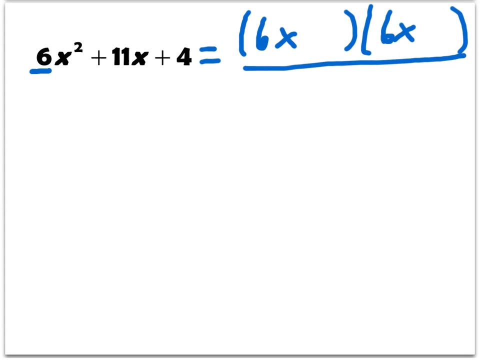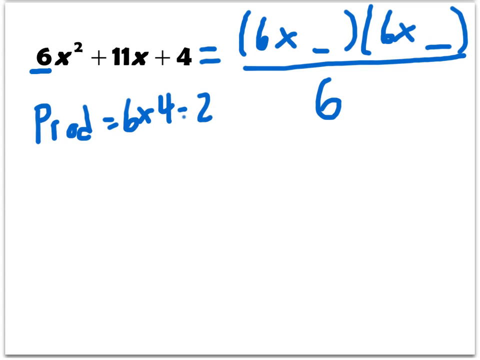And then we're going to divide by 6. Okay. Now, in these blanks here, we're going to find two numbers whose product is 6 times 4, which is 24. So the product needs to be the leading coefficient times the constant, and then their sum has to be 11. The 11 is the coefficient of the x to the first power term.